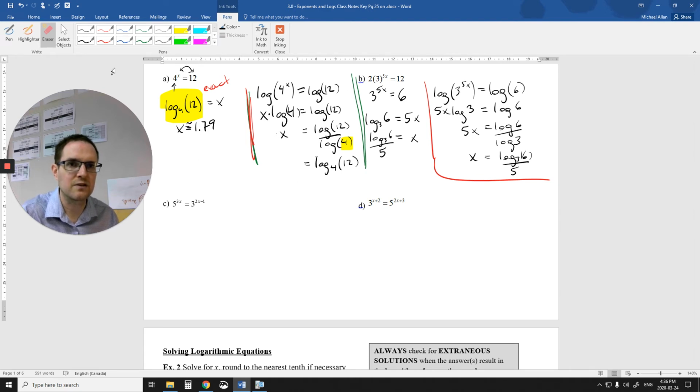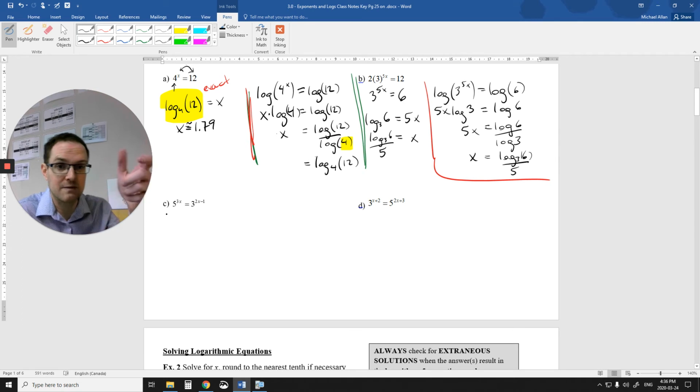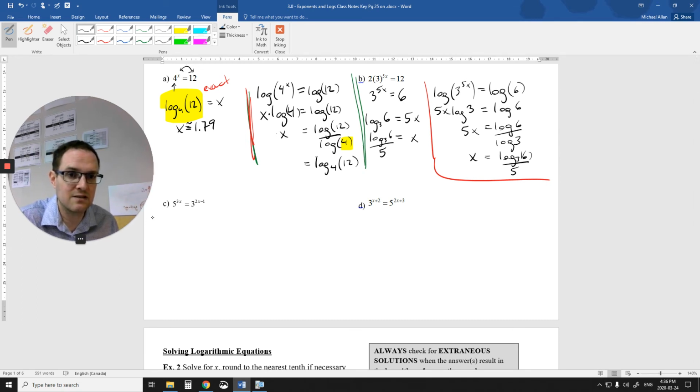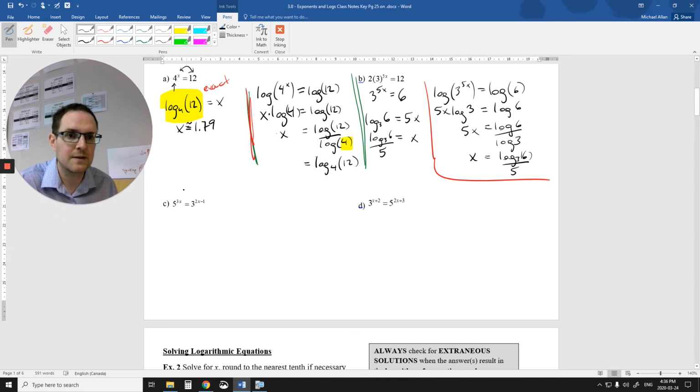Well, that's changing to exponential form, but you can also just take the log of both sides. So if I just took the log of both sides, let's use log base 10. You get log of 5 to the 3x, and then over here I got log base 10 of 3 to the 2x minus 1. And then I could drop both these exponents down.